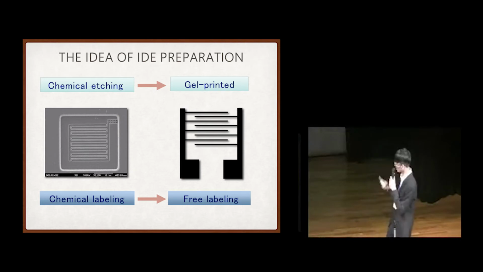And the traditional IDE highly depends on the chemical etching method, and this method is harmful to the human body and the environment, and it costs a lot of time. So we have a new idea of IDE preparation, and it is gel printing. This method is friendly to the human body and environment, and it also decreases the cost and time. And another difference is our IDE is label-free, which means I can detect what I want to detect.